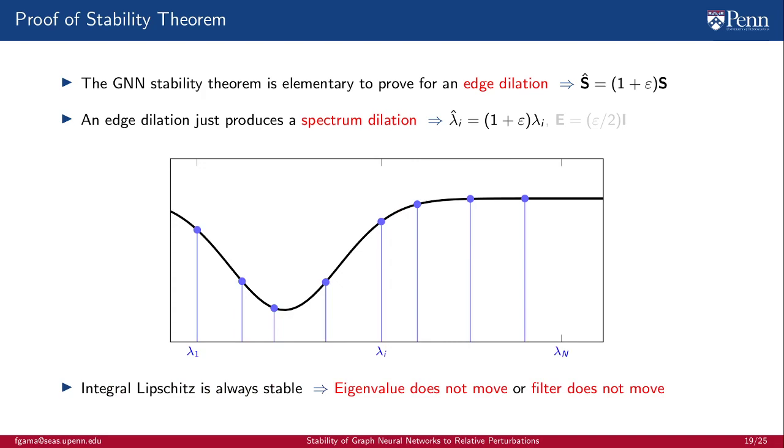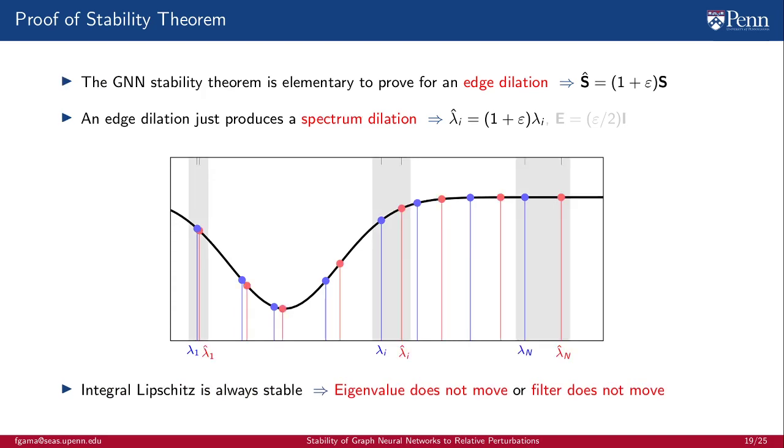Integral Lipschitz filters, on the other hand, are always stable. Either the eigenvalues are small and therefore don't move much, or if they are large, then the filter is the one that doesn't move. This causes the output of an integral Lipschitz filter not to change much under graph perturbations.